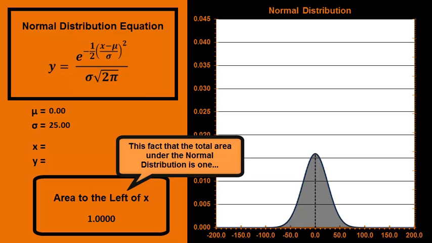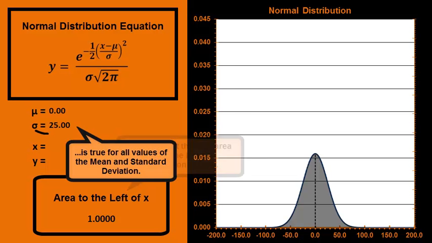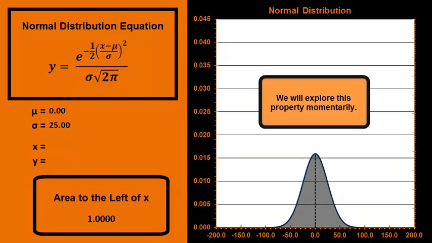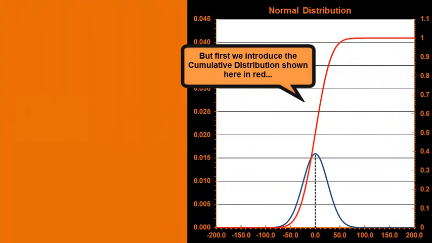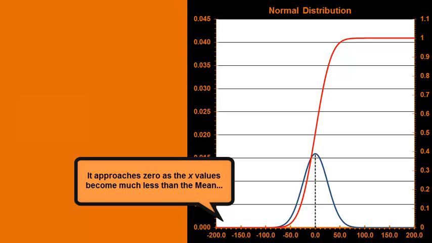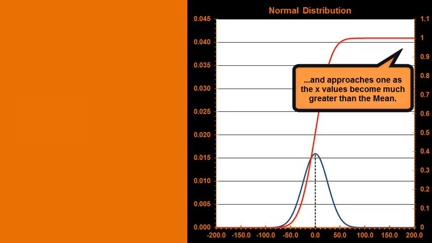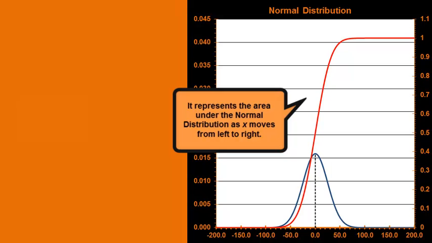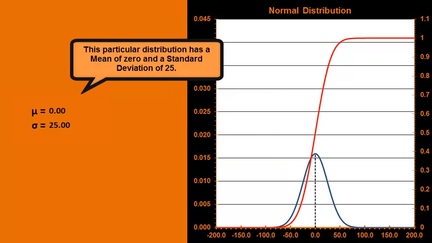This fact that the total area under the normal distribution is 1 is true for all values of the mean and standard deviation. We will explore this property momentarily. But first we introduce the cumulative distribution, shown here in red, and is drawn to the scale here to the right. It approaches 0 as x values become much less than the mean, and approaches 1 as the x values become much greater than the mean. It represents the area under the normal distribution as x moves from left to right. This particular distribution has a mean of 0 and a standard deviation of 25.